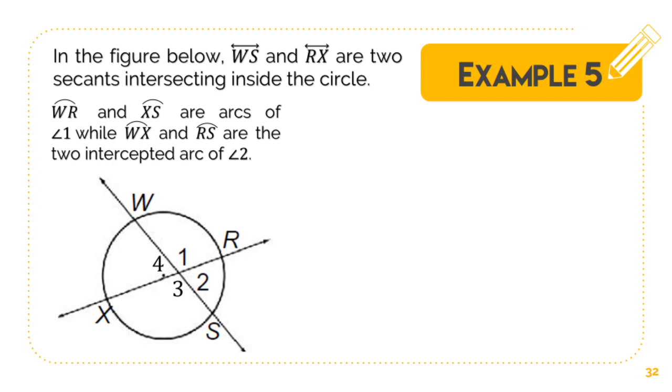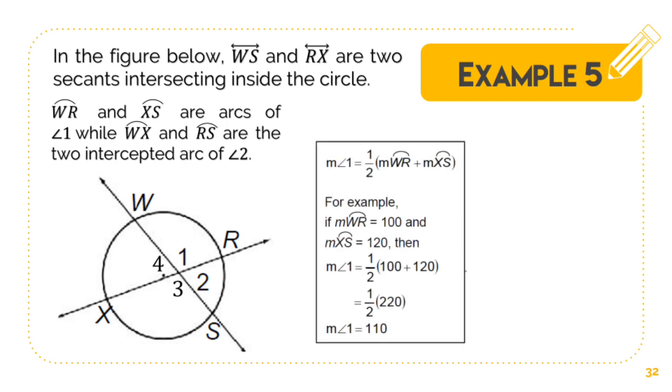And with this, we will be using the measure of arc WR, its intercepted arc, and arc XS, the intercepted arc of angle 3. We will be using the working equation, which is the measure of angle 1 is equal to 1/2 of the sum of the measures of arc WR and arc XS. So for example, if the measure of arc WR is equal to 100 and the measure of arc XS is 120, then we may solve for the measure of angle 1, which is equal to 1/2 of the sum of 100 and 120, which will be equal to 110.